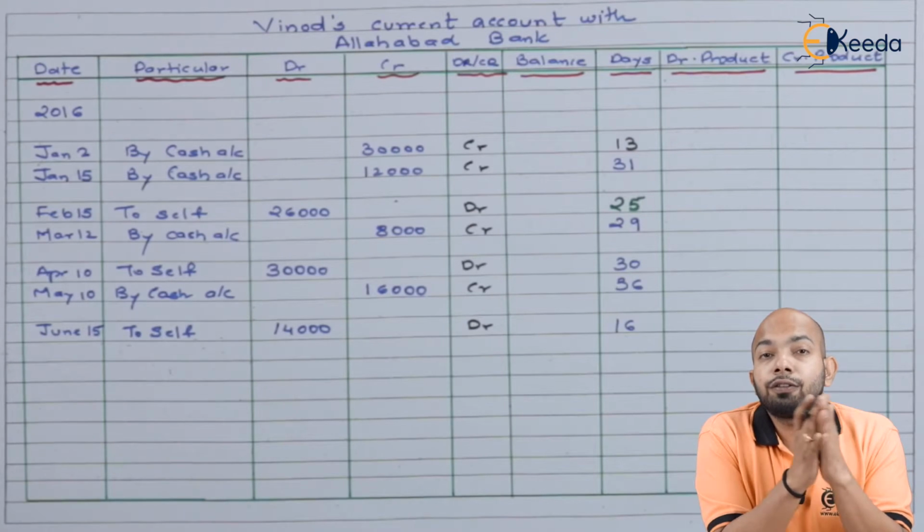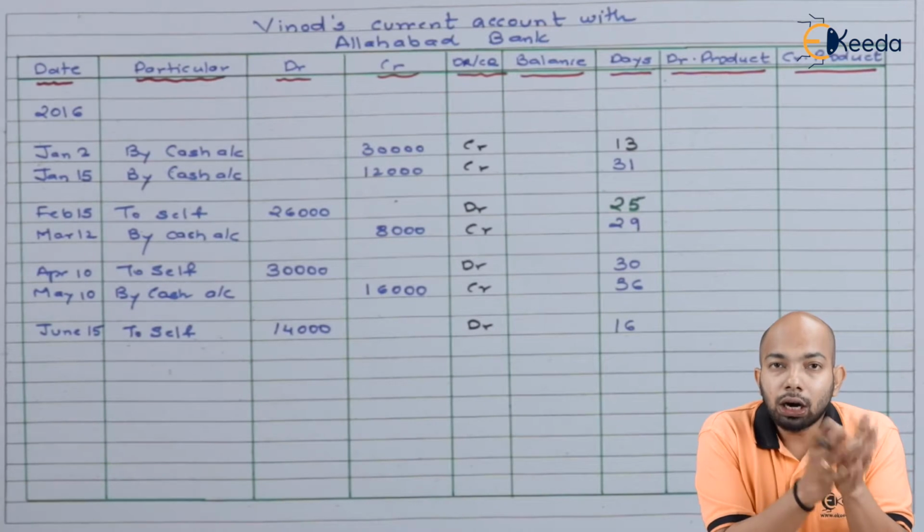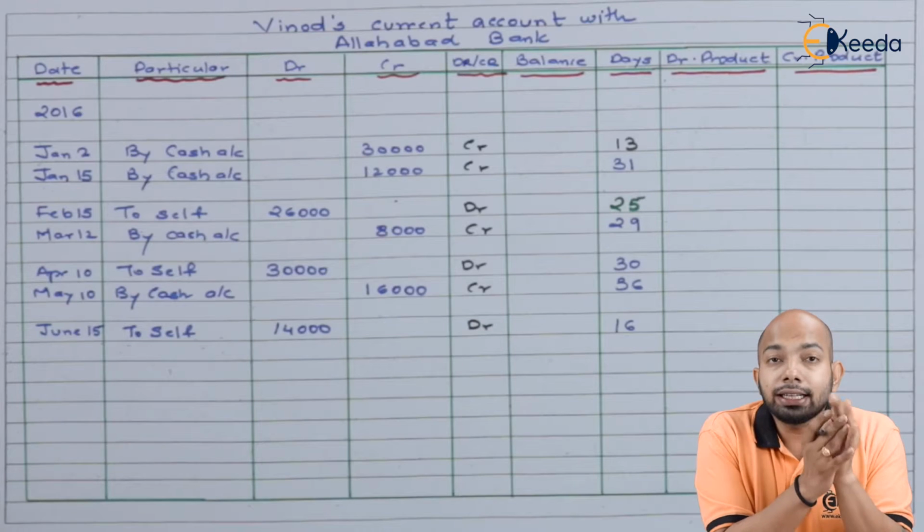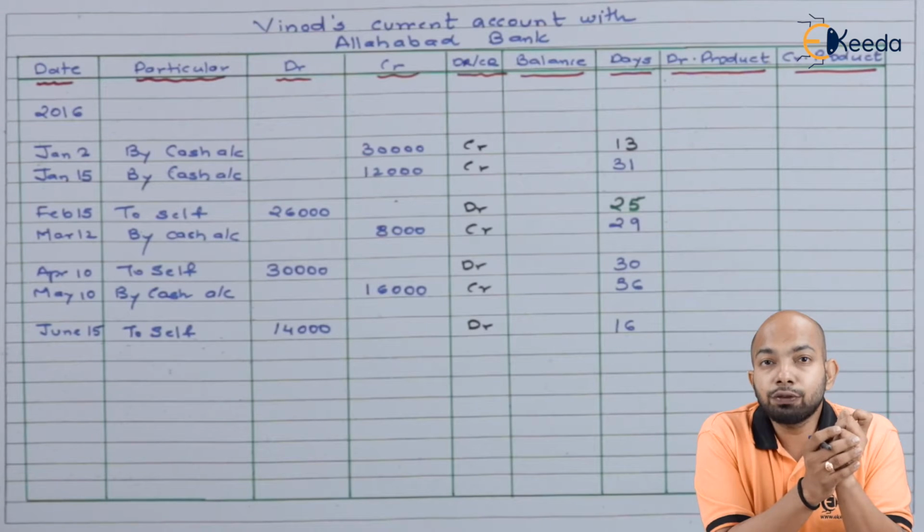Now we have figured out how many days we actually have. Accordingly, we'll figure out the balances now. Let's start with the closing balance of credit that we had for 30,000.